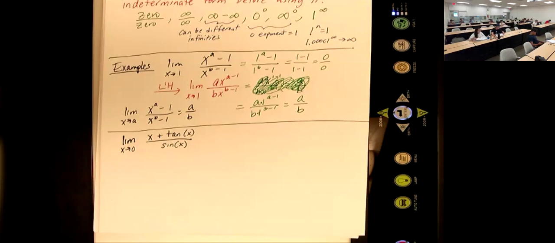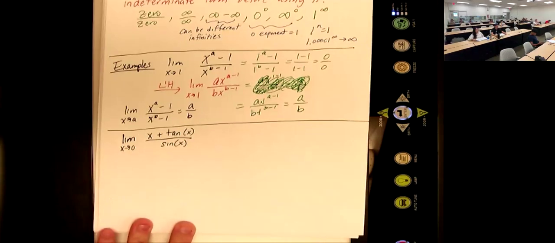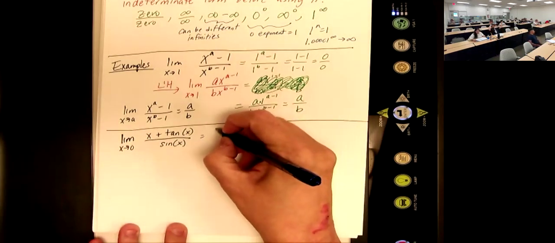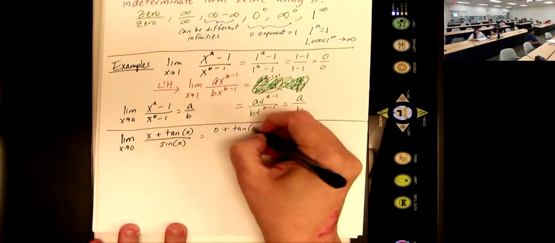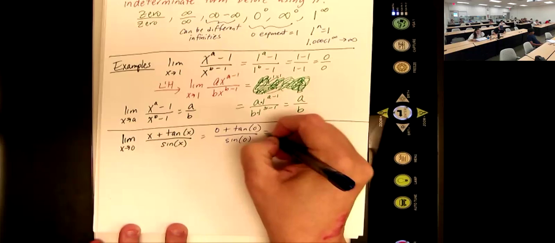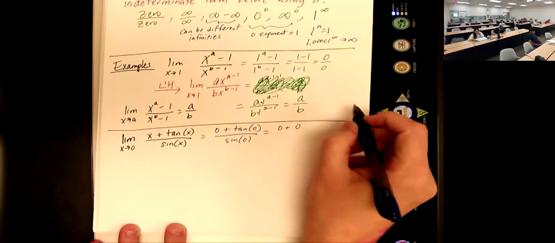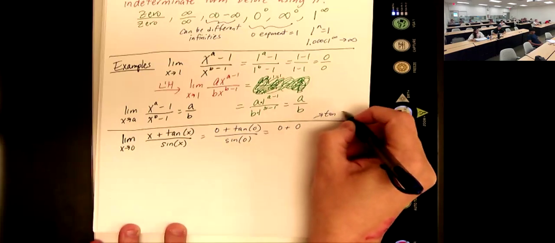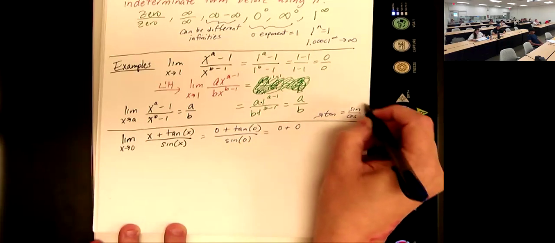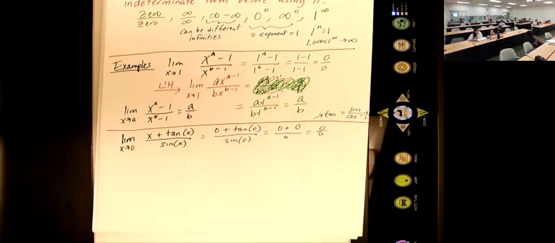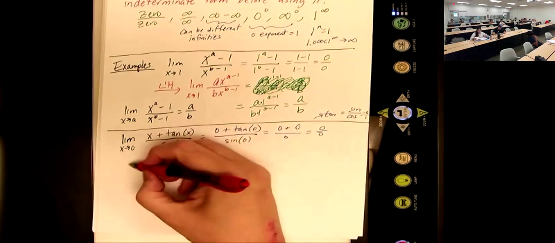What's the first step here? To prove that it's indeterminate. That is the first step, we gotta show that we're using L'Hopital for a reason. So 0 plus tangent 0 over sine 0. What is tangent 0? Zero. If you need to think about it, tangent is sine over cosine, and that would be 0 over 1, which is 0. Sine 0 is 0, so we do have an indeterminate form. So we'll use L'Hopital's rule.